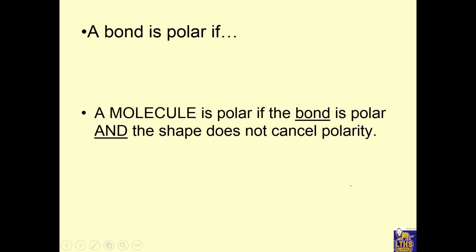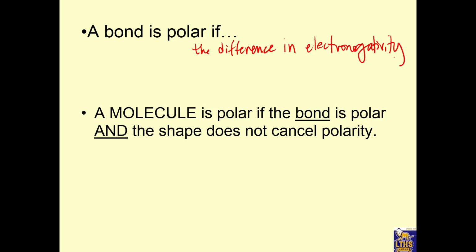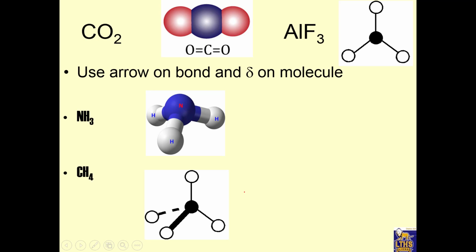A bond is polar if the difference in electronegativity is big. A bond is polar if the difference is about 0.5 to 1.9. A molecule is polar if the bond is polar and the shape doesn't cancel that polarity. So, here are a bunch of molecules to decide if they're polar or nonpolar.